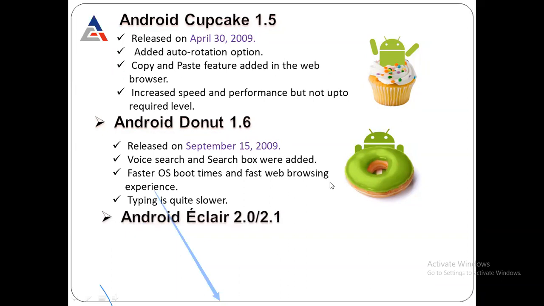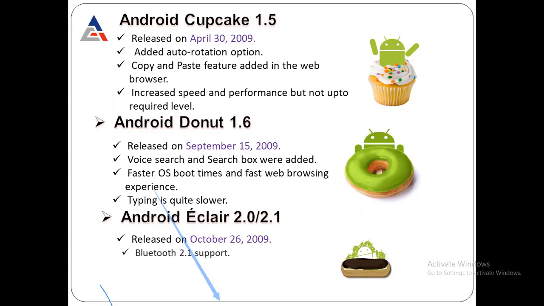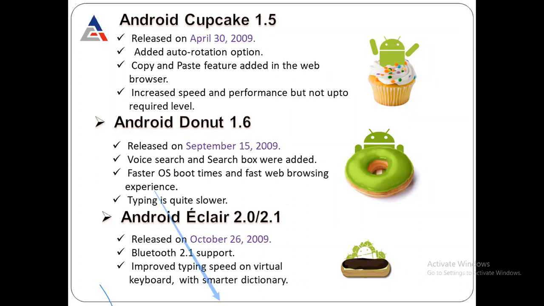After Donut, the next version is Android Eclair 2.0 and 2.1. So this is the image of Android Eclair. Eclair was released on 26th October 2009. It supports Bluetooth 2.1. Then it has improved typing speed on virtual keyboards with a smarter dictionary. Okay. And no Adobe Flash Media support. This is a drawback of Eclair, in which we do not have support for the Adobe Flash Media Player.